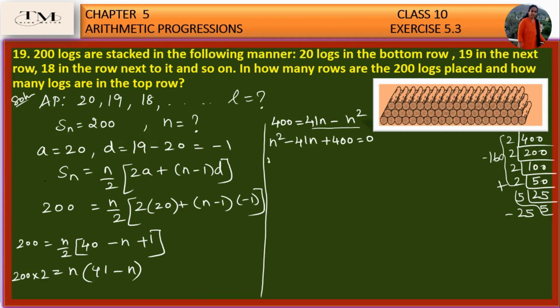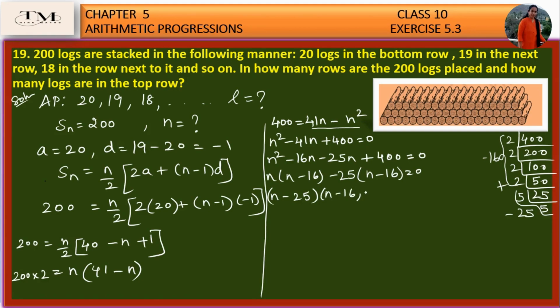So this equation can be written as n square minus 16n minus 25n plus 400 equal to 0. Taking n outside, it is n minus 16. Taking minus 25 outside, it will be n minus 16 equal to 0. So this means n minus 25 into n minus 16 equal to 0. So n minus 25 equal to 0 means n is equal to 25. n minus 16 equal to 0 means n is equal to 16.